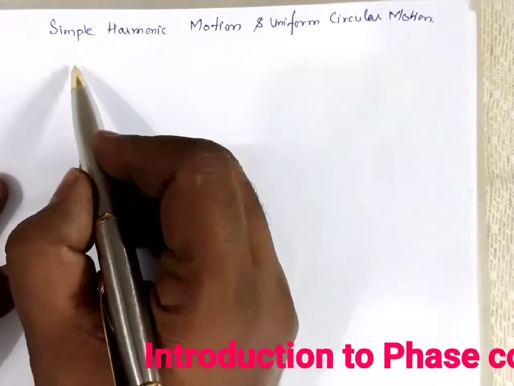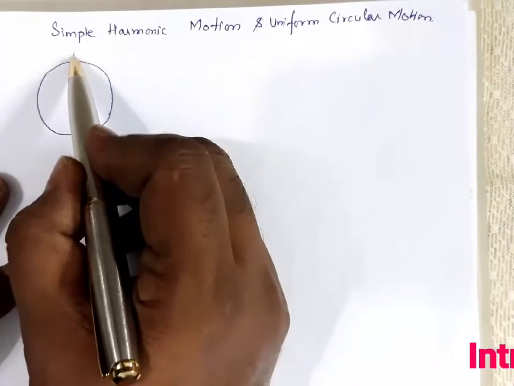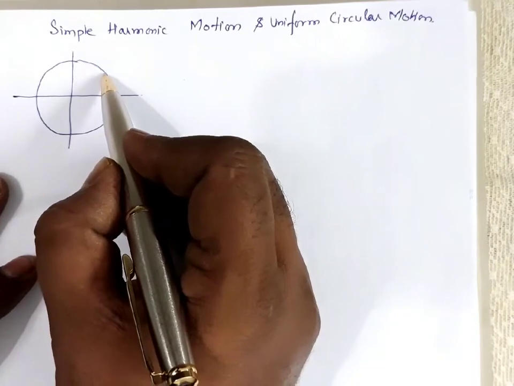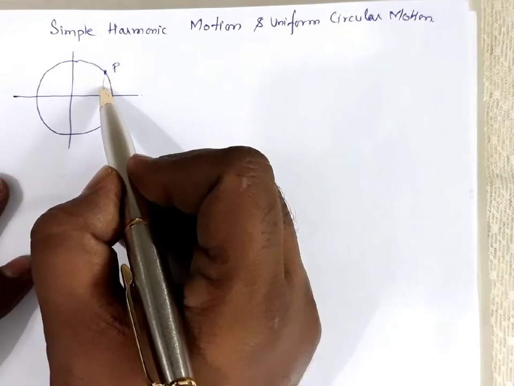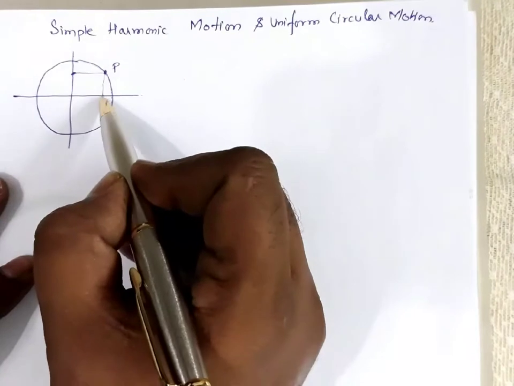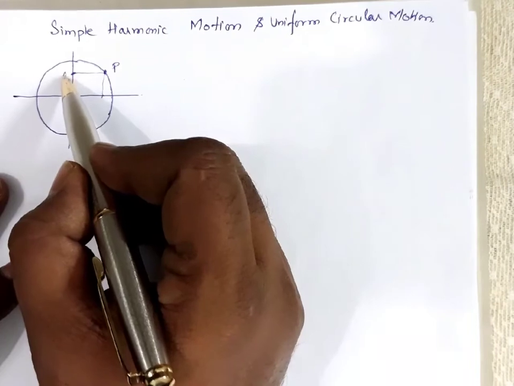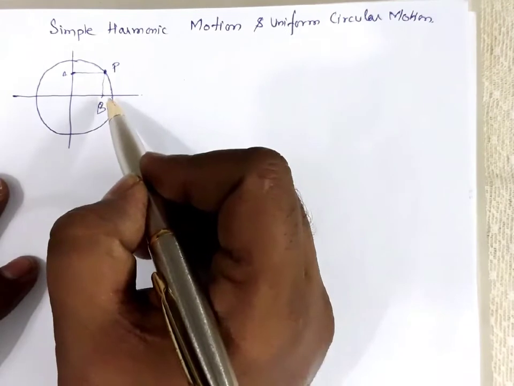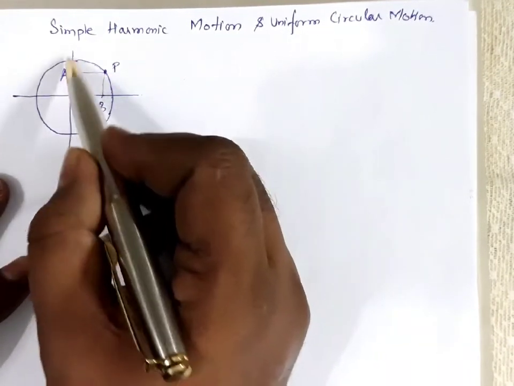Now as you know, suppose a particle is moving in a circular path and these are the two diameters. If the particle is at this particular point, this point P, then I can drop two normals along the two diameters. Now this point and this point are called the projections of P. This point is A, this point is B. B is called the projection of P along this diameter, and A is called the projection of P along this diameter.